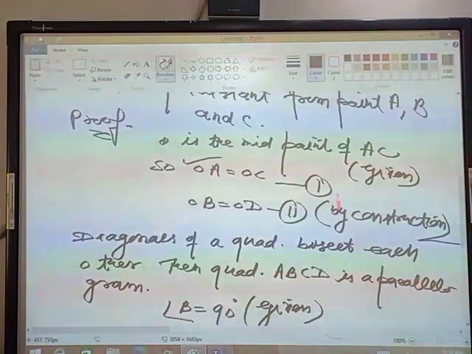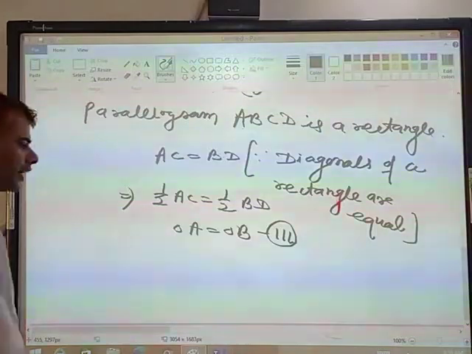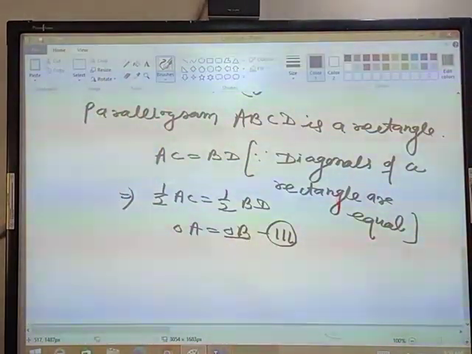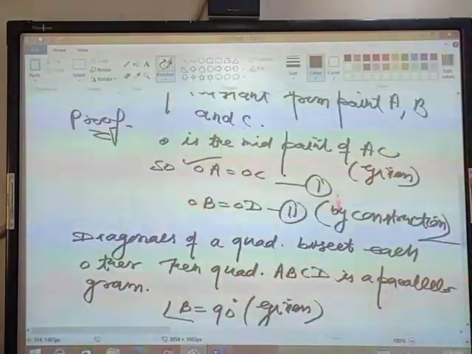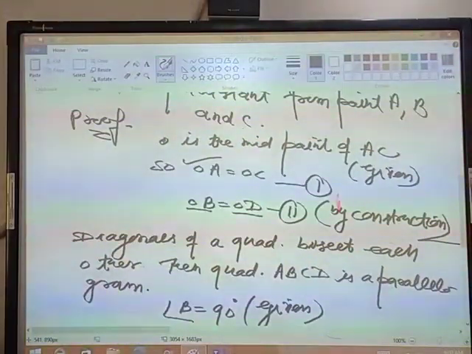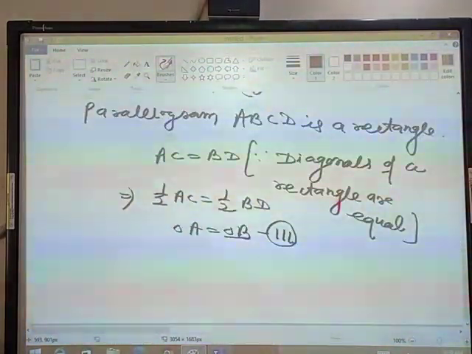Now student, come to equation third. If OA is 4 cm, then OB will be 4 cm. If OB is 4 cm, then from equation second, OD will be 4 centimeter. Student, it means from equations first, second and third, we conclude that OA is equal to OB is equal to OC is equal to OD.